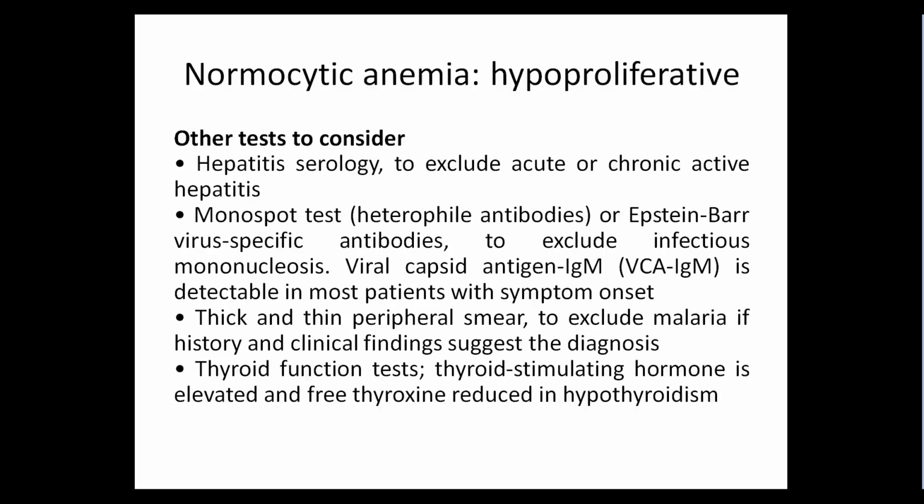Other tests to consider: hepatitis serology to exclude acute or chronic active hepatitis, monospot test, or Epstein-Barr virus-specific antibodies to exclude infectious mononucleosis. Viral capsid antigen immunoglobulin M is detectable in most patients with symptomatic illness. Thick and thin peripheral smear to exclude malaria if history and clinical findings suggest the diagnosis. Thyroid function test: thyroid stimulating hormone is elevated and free thyroxine reduced in hypothyroidism.